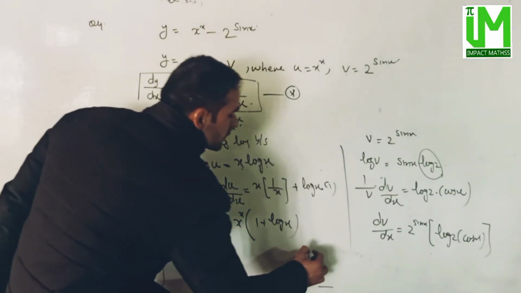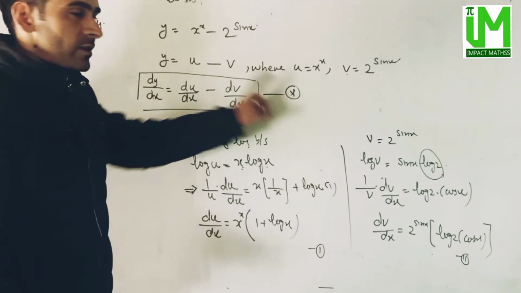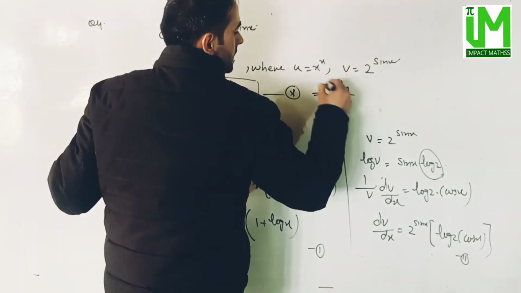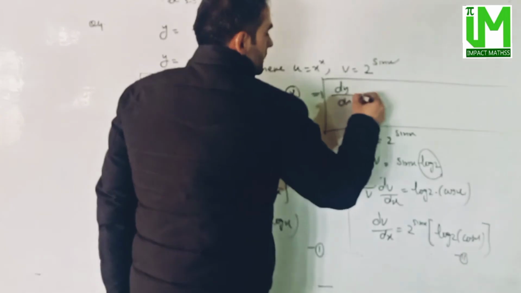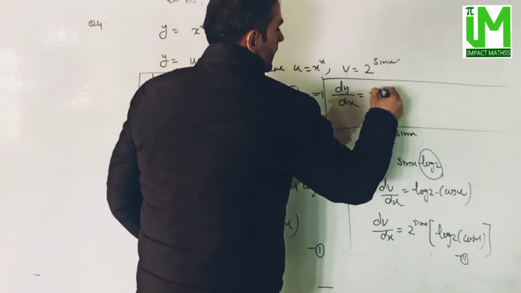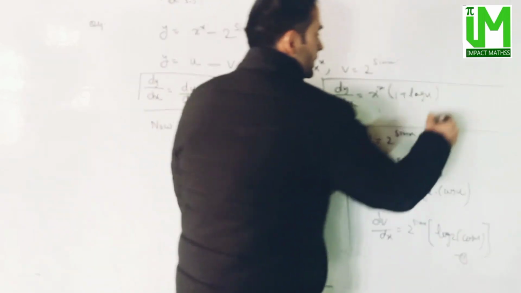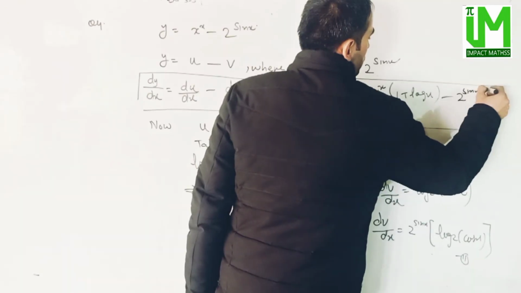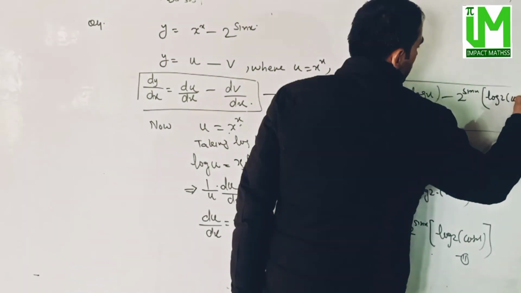Say this is equation first and this is equation second. Now using first and second in equation star, what will we have? dy by dx is equal to the value of du by dx, so it is x raised to power x into 1 plus log of x, minus dv by dx, which is 2 raised to power sin x into log of 2 into cos of x.